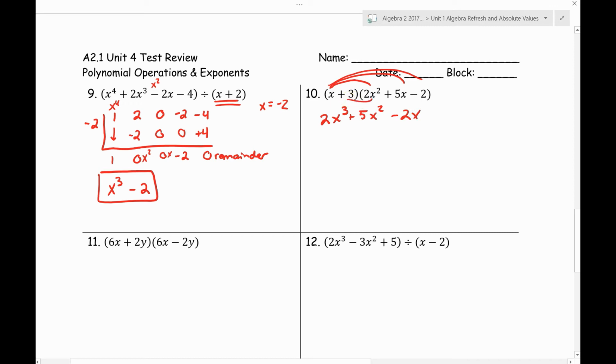3 times 2x squared gives me 6x squared. 3 times 5x gives me 15x. And 3 times negative 2 is negative 6. I'm going to add them up. Combine my like terms. I get 2x cubed plus 11x squared plus 13x minus 6.